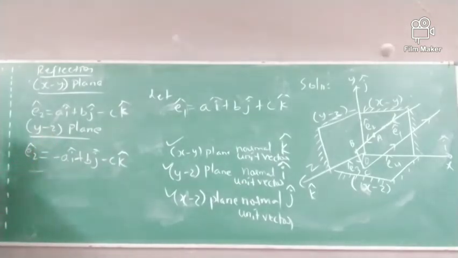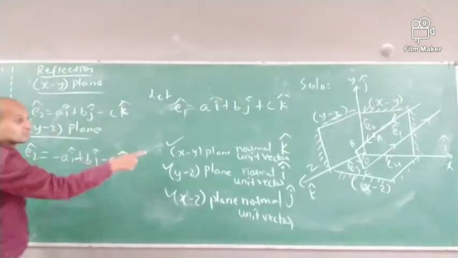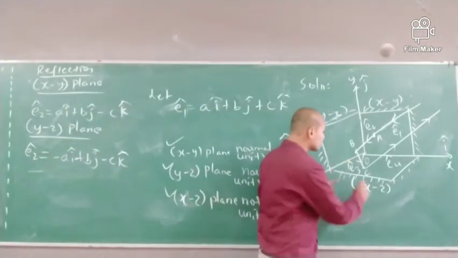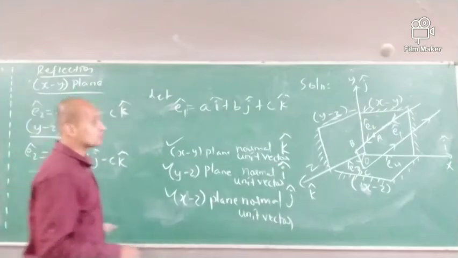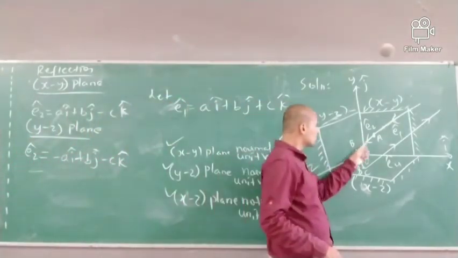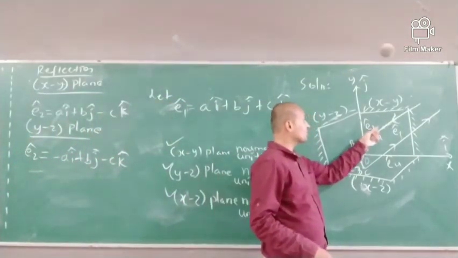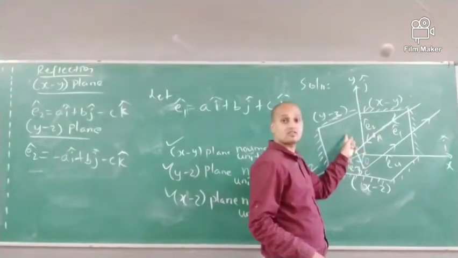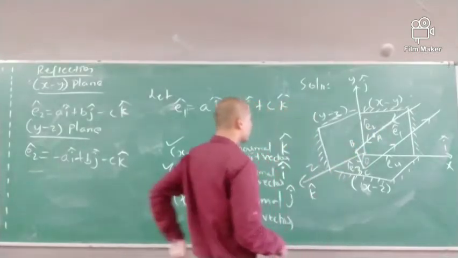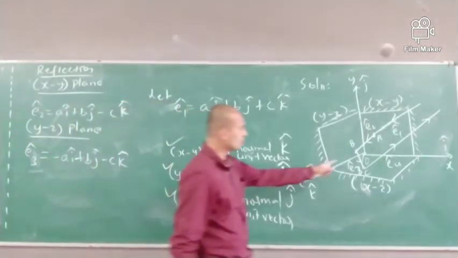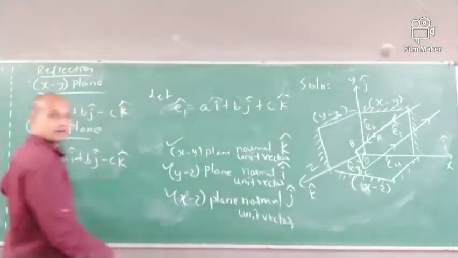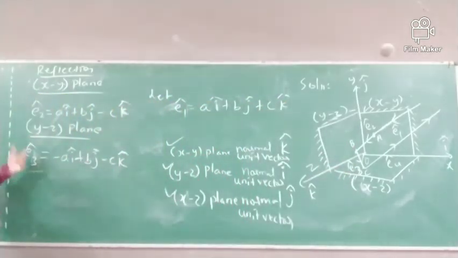Correct? Next, what is the other component we have? After reflection through E2, this is E3. This is the reflected ray for this mirror and the incident ray for the next mirror. So after this, what will happen? Sorry, this will become not E2, E3. This is E3 reflected after the YZ plane.